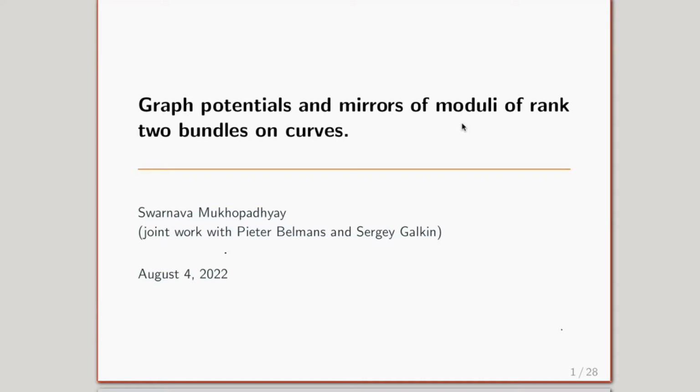I'm going to speak on graph potentials and mirrors of moduli space of rank 2 bundles on curves. This is based on a couple of preprints that I have with Pieter Belmans and Sergey Galkin.